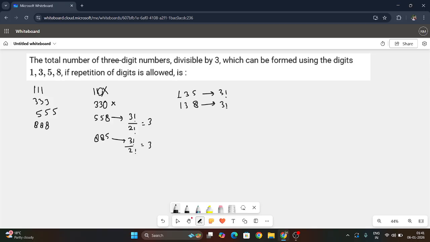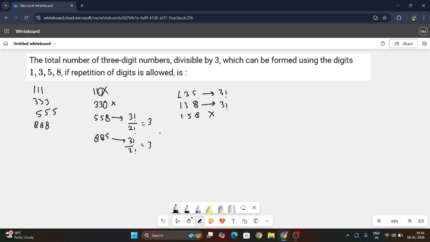This can be arranged by 3 factorial ways, and 138. Now you can take 158. Is this possible? 158, not possible, not divisible by 3. Now let's take 358, not possible. And you can take 158. So it is going to be what? Not possible. Can you take any other number? 5.